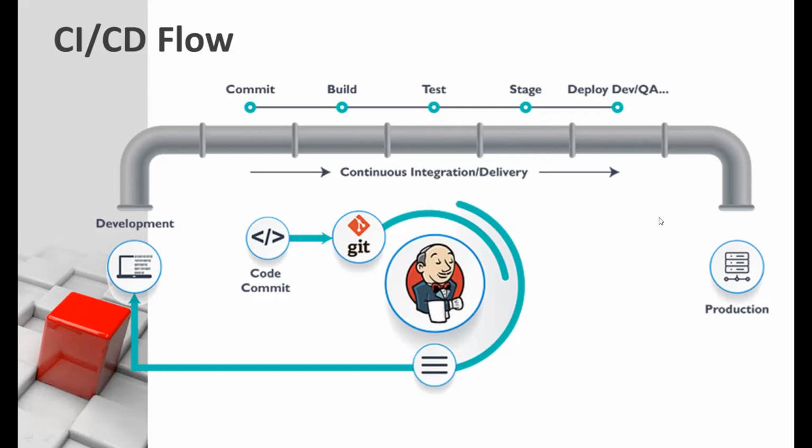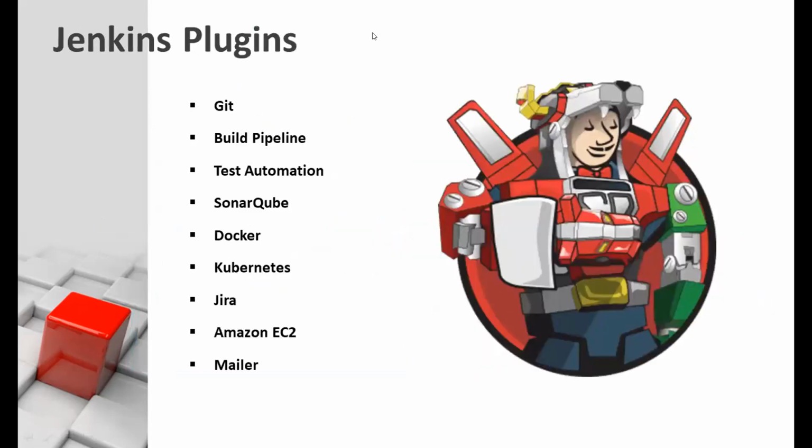In Jenkins, we can find so many plugins. Whatever activity we define in Jenkins, we have to use plugins, right? A plugin is always there to expand capability, so in Jenkins also, using plugins, you can expand its capabilities. For example, I have just mentioned a few popular plugins here: Git, build, test automation, SonarQube.